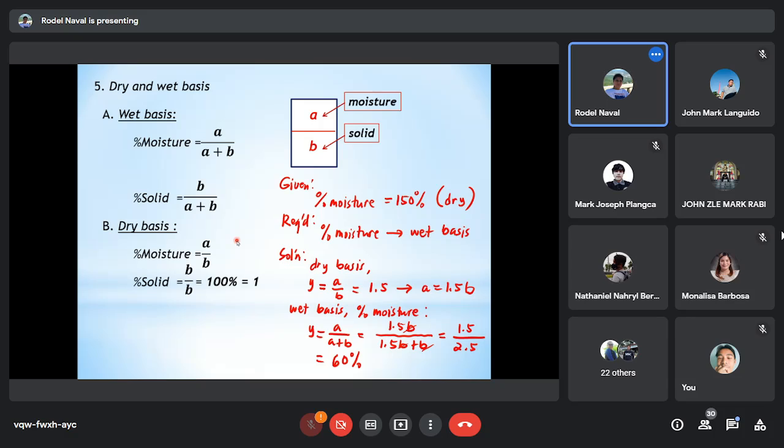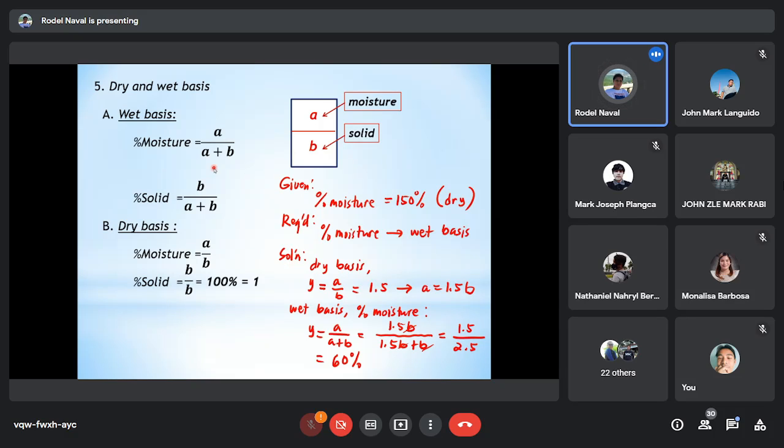For example, this A is 60% moisture. How much solid? 40. So 60 over 40. How much is that? 60 over 40 is 1.5, 150%. Okay, when you see a moisture greater than 100%, it is automatically dry basis.